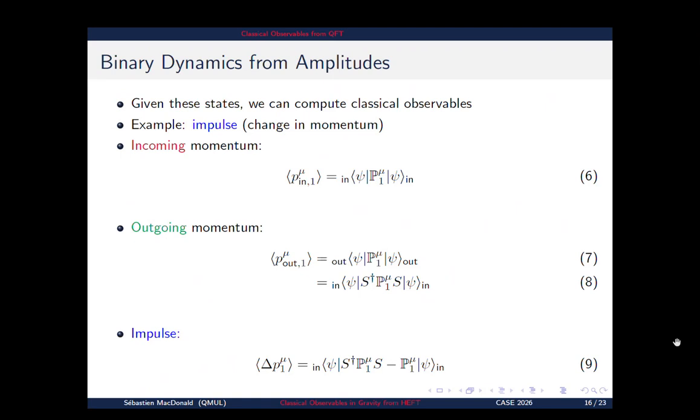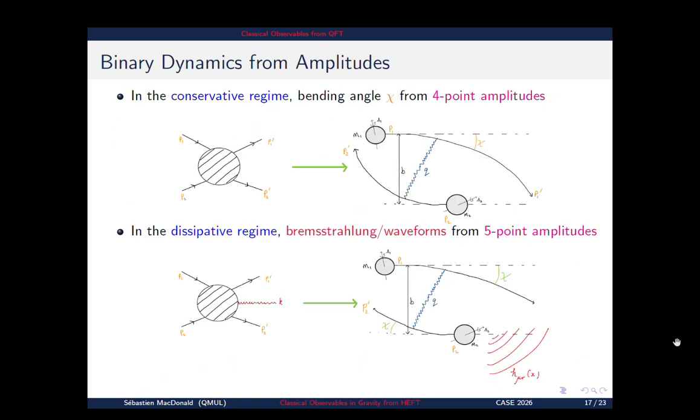I've done this for the impulse, so the difference in the momentum. I can do this for any operator that makes sense in both classical and quantum pictures. So, for example, we can calculate the scattering angle from 4-point amplitudes, and from 5-point amplitudes, you've got radiation being created in the final state, the waveform of that radiation. There's also a spin analogue of impulse called the spin kick, and you've got lots of others.